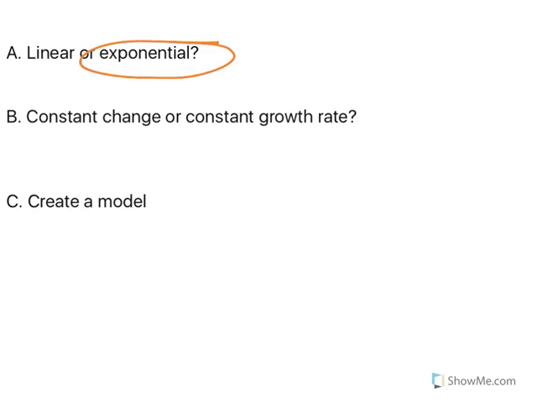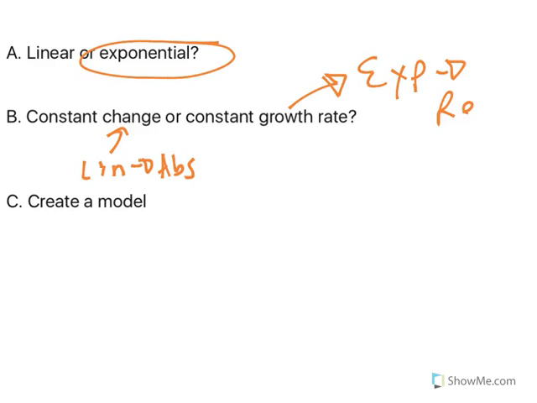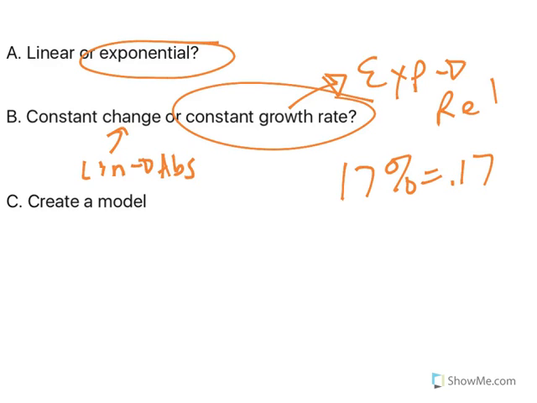So this is exponential. It's not constant change. Constant change talks about being linear, which is absolute. Constant growth rate is exponential, which is relative. So we have a constant growth rate, and that is 17% or 0.17.